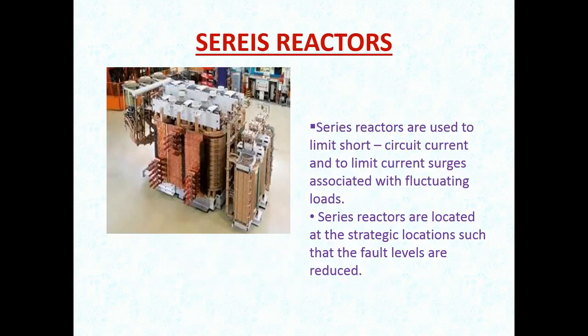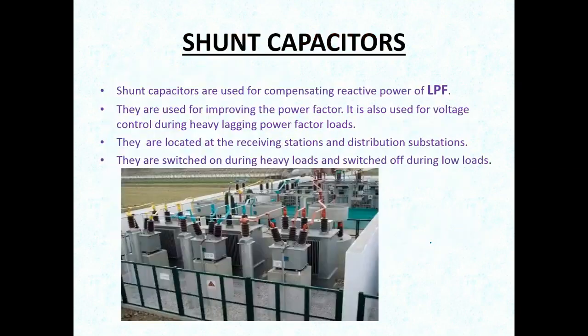Series reactors are used to limit the short circuit current and limit current surges. Series reactors and shunt reactors are part of the power system in a substation. Series reactors are located at strategic locations so that fault levels are reduced. If a fault occurs, the huge fault current can be limited by the series reactors, whereas shunt reactors are used to reduce the shunt capacitance effect.